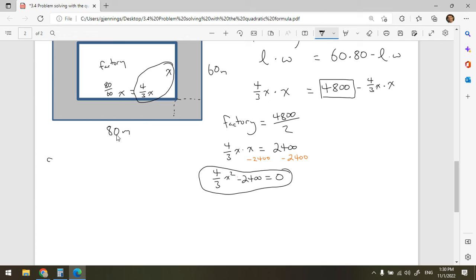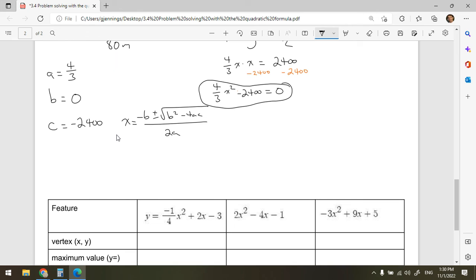So let's make our little chart. A equals 4 over 3. B equals 0. There's no B value here. And C equals negative 2,400. So now let's apply the quadratic formula. The quadratic formula is x is equal to negative b plus or minus the square root of b squared minus 4ac, over 2a.